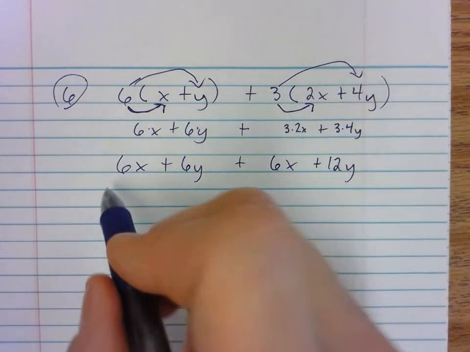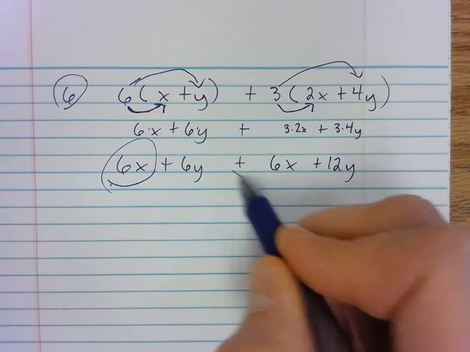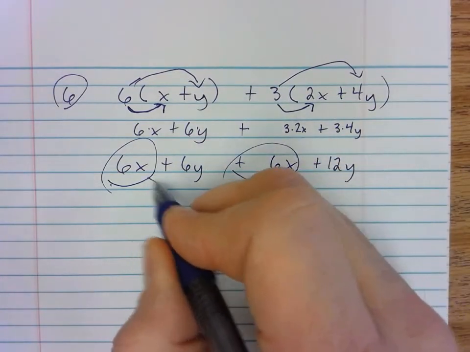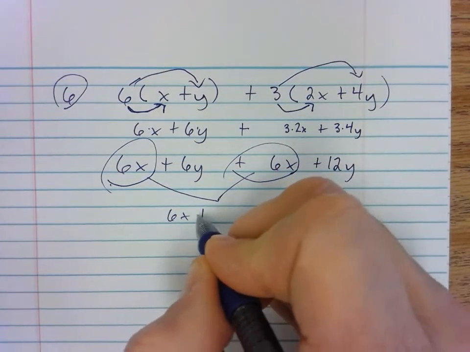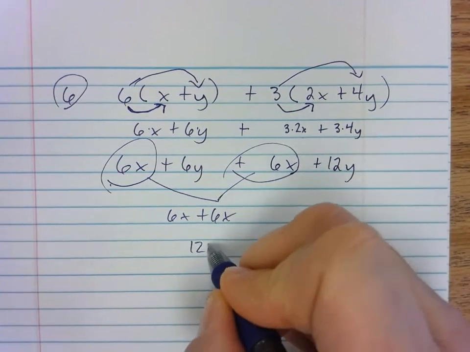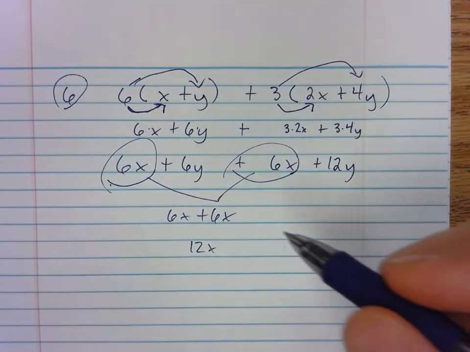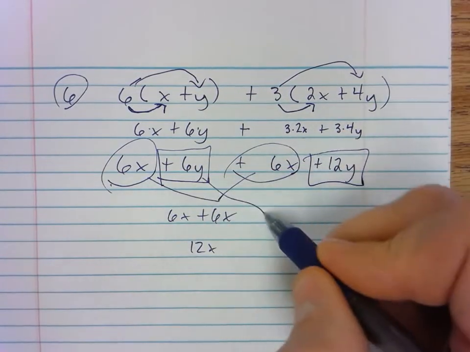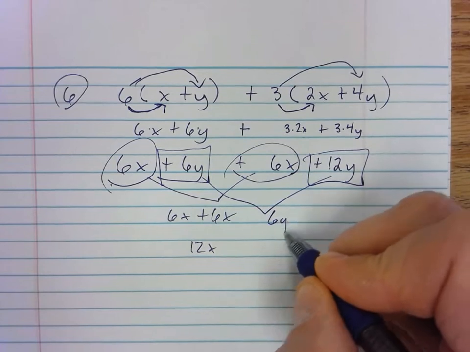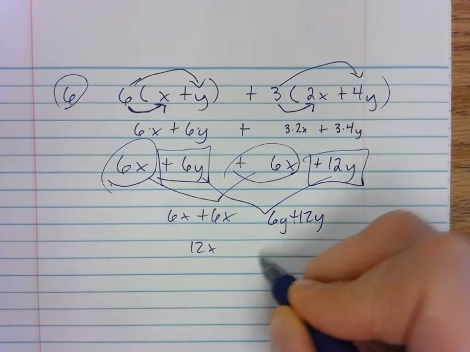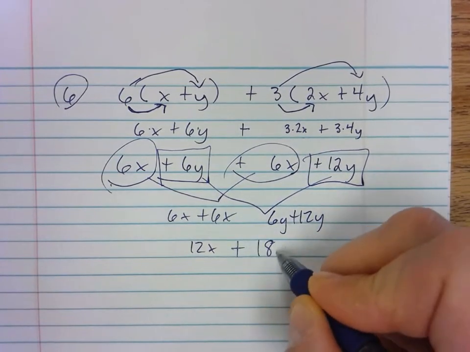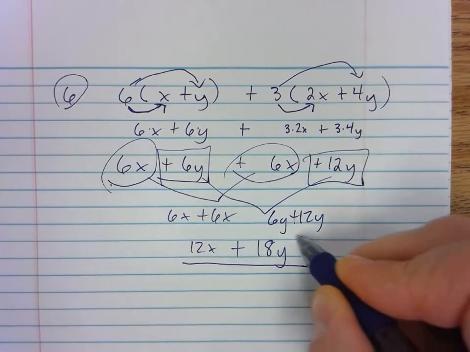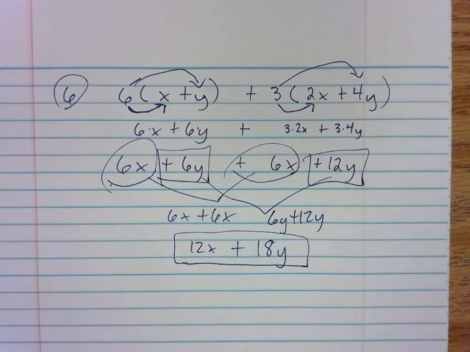Now we're going to combine the like terms together. So I see I got a 6x. Hey, and I got another 6x. So I'm going to put them together. 6x plus 6x is 12x. All right, got that. And then I've got my y's. I got 6y. I got 12y. I'm going to put them together. 6y plus 12y. And that, of course, would give me 18y. And that is my simplified answer for this expression. 12x plus 18y. All right.